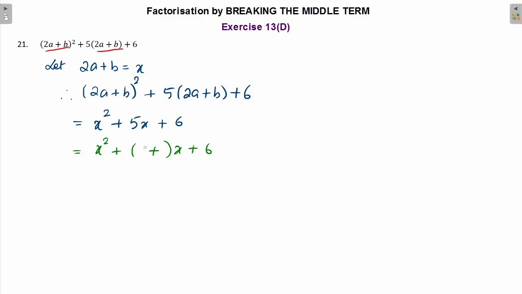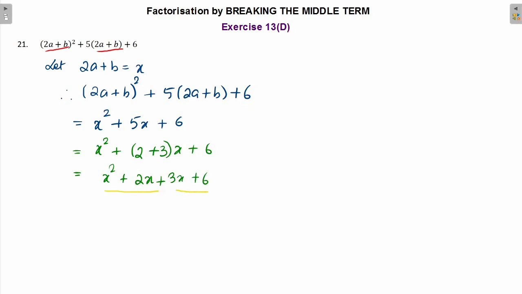Search for two numbers whose sum is going to be 5 and the product of those two numbers is going to be 6. Obviously the numbers will be 2 and 3, because 2 into 3 is 6 and 2 plus 3 is 5. Now open the bracket. So x square plus 2x, 2 into x is 2x, plus 3 into x is 3x, plus we have 6, isn't it?